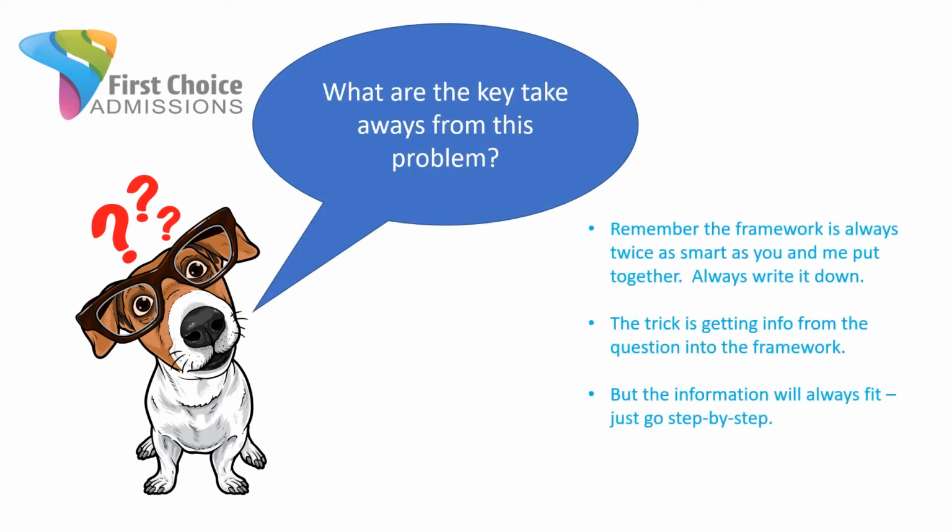Remember to always use the framework. The framework is always twice as smart as you and me put together. Always write it down. That's your starting point. That's your true north. Now, the trick is getting the information they give you in the question into the framework. But remember, the information they give you will always fit into the framework. Just be patient and go step by step. Okay, great job. So if you understand how this one worked, you're like set to make the jump into 700 level work rate questions.